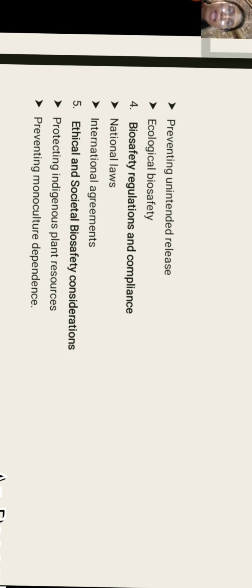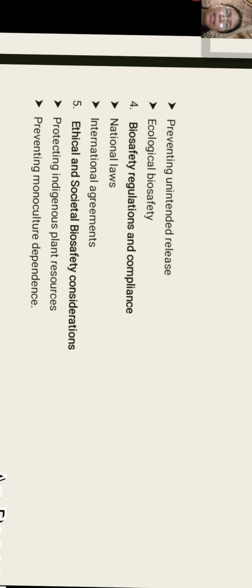Next is biosafety regulations and compliance. Follow the safety rules for labs, experiments, and planting GMOs. Why does it matter? To prevent accidents, contamination, and unsafe experiments. So in simple words, follow safety rules in labs and fields.